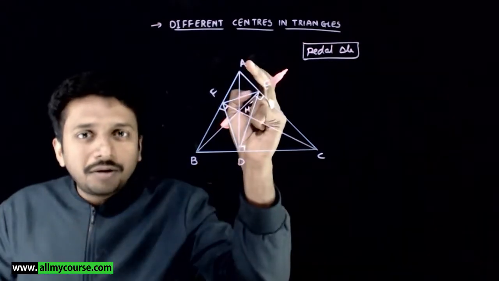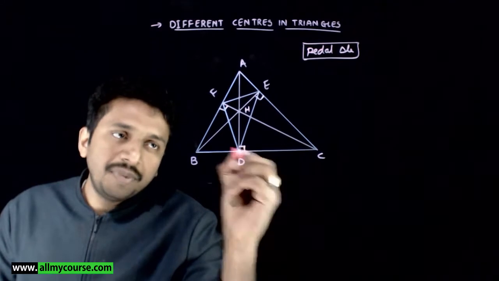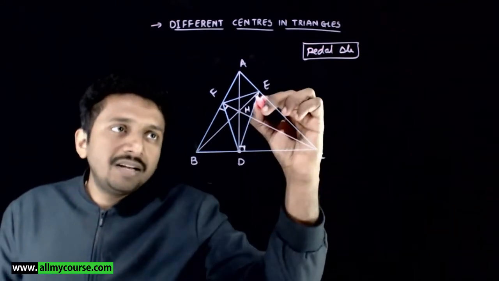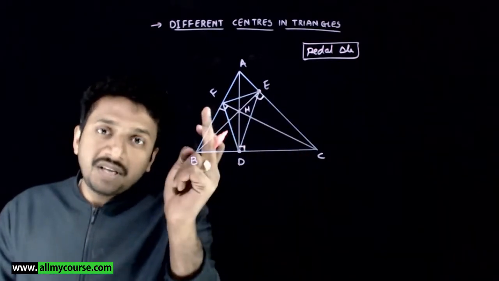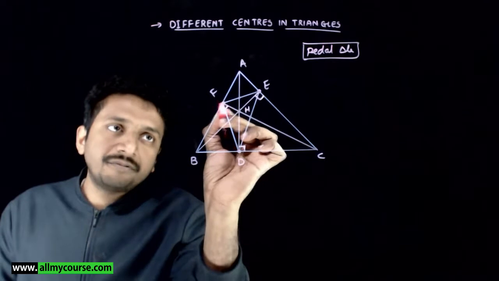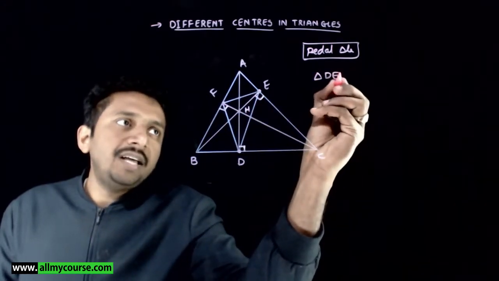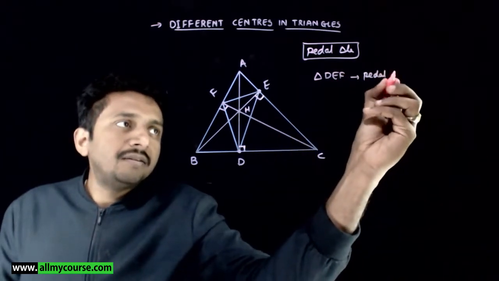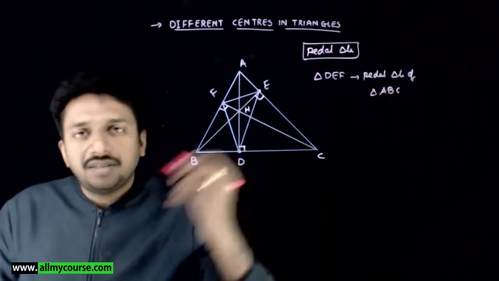If you draw the altitude from A onto BC, let the foot of the perpendicular be D. You draw the altitude from B onto AC, let the foot of the perpendicular be E, and let the foot of the perpendicular from C onto AB be F. The triangle DEF is called the pedal triangle of triangle ABC.